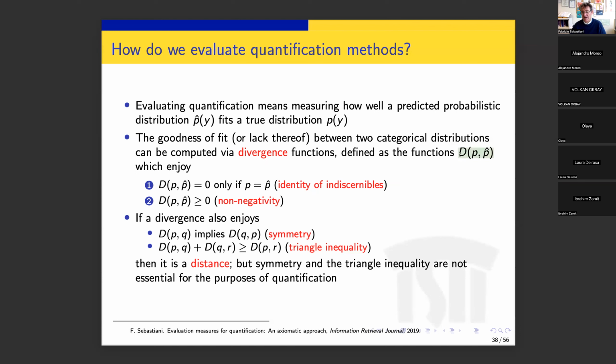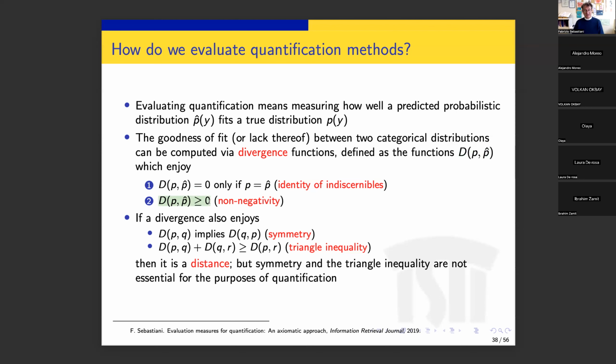All divergence functions enjoy two properties. One is the identity of indiscernibles, which says that the function evaluates to 0 only if the two distributions are the same distribution. The second is non-negativity, which says that all the values of the divergence function are greater than or equal to 0. So a divergence is a measure of error, because it is 0 only for the ideal, perfect case.